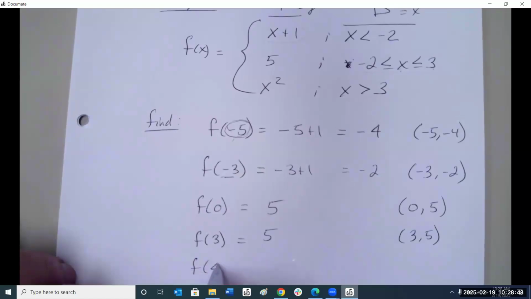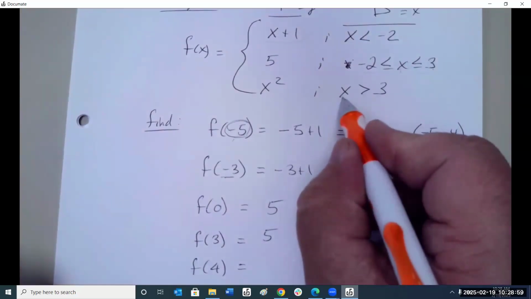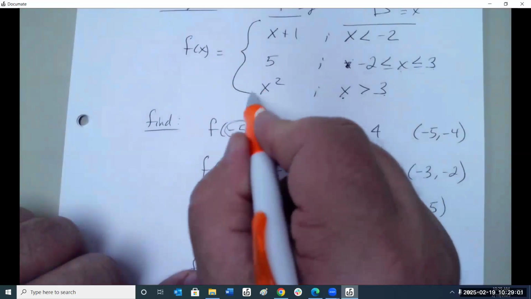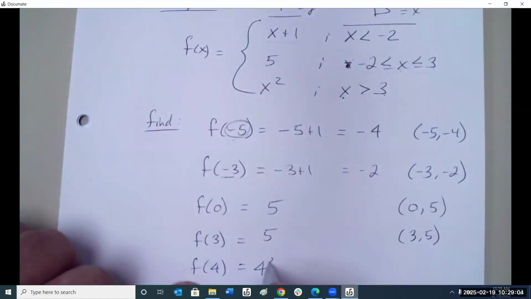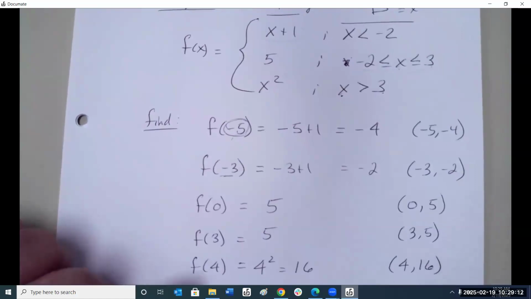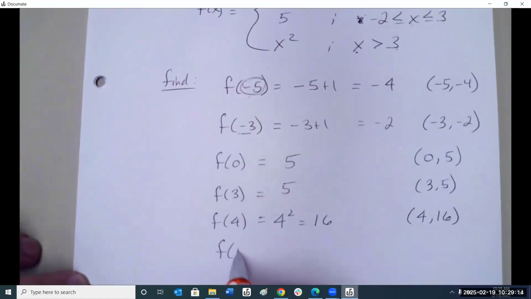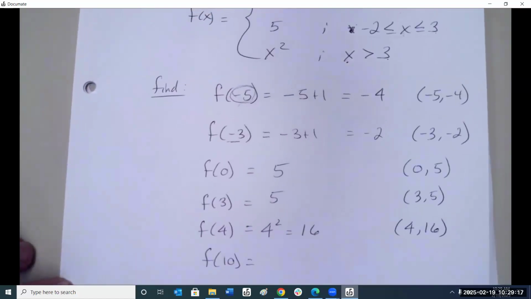How about f of 4? Is it the first, second, or third? Because 4 is bigger than 3, I have to use this equation. So it's 4 squared, which is 16. So that's the point on my graph. And then f of 10, it's also squared. So it's 10 squared, which makes it 100. So at 10, it's 100.